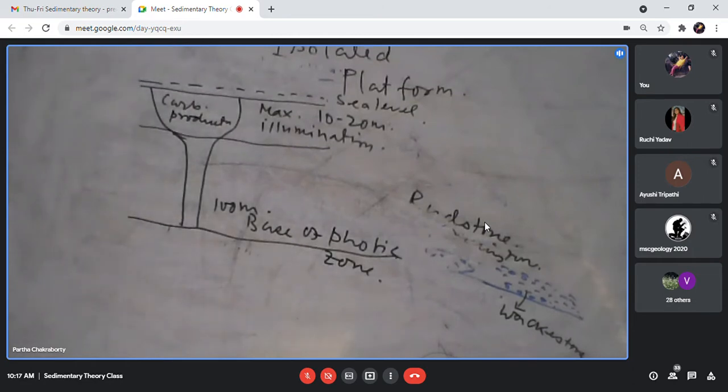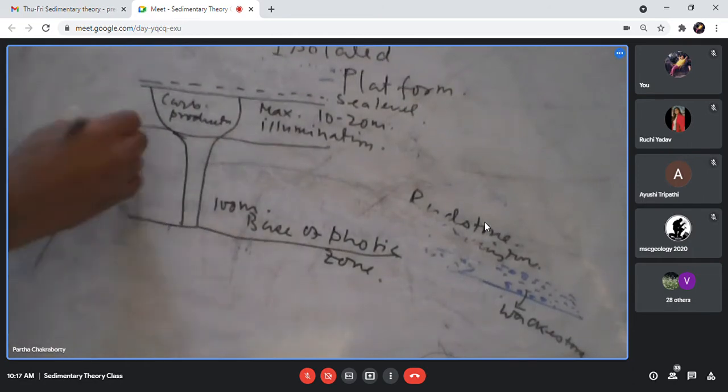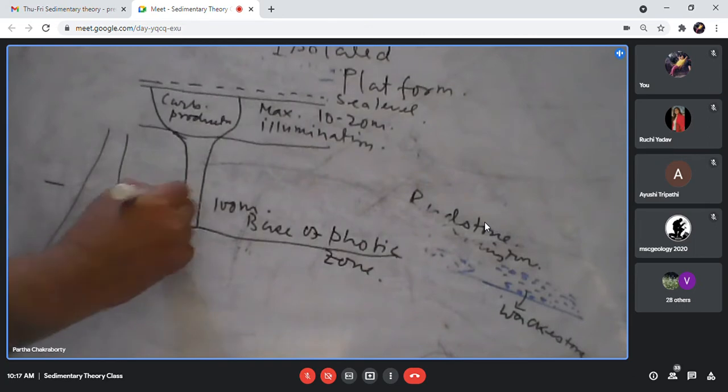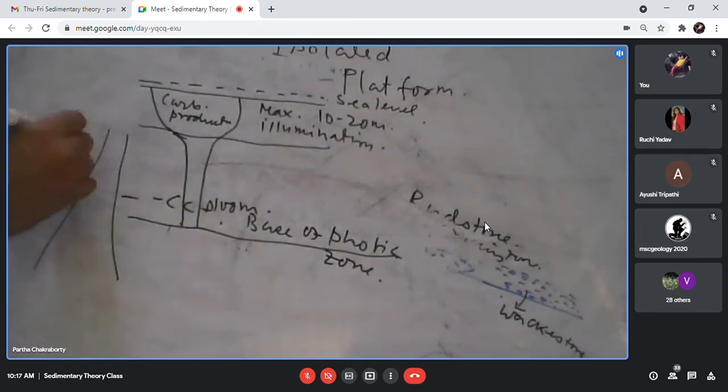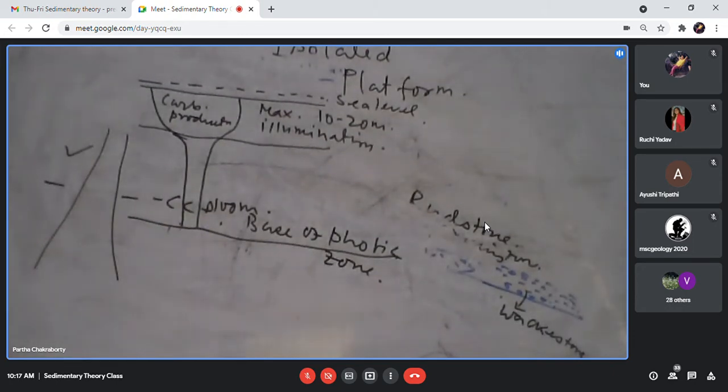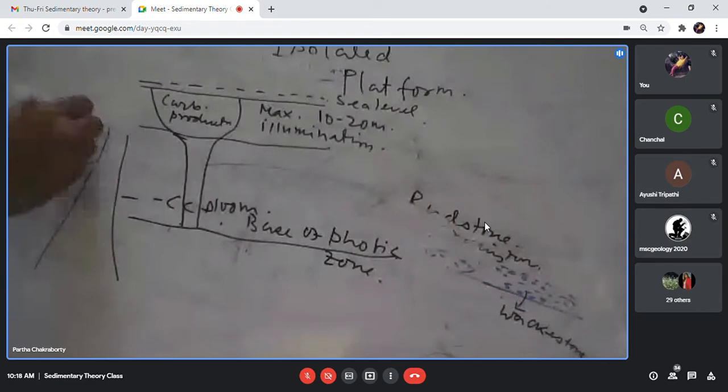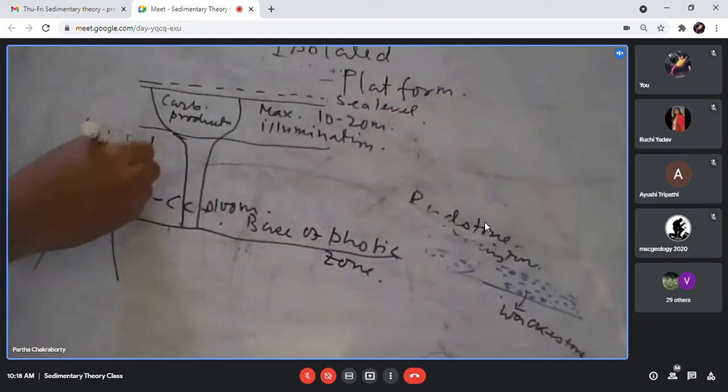Now, if my seamount cuts across this CCD, I will have active carbonate production on the top of it, and that active carbonate production, suppose in the Phanerozoic, can be in the form of coral, which is a boundstone, or it can be in the form of any kind of bioclastic rock or the peloidal rock. That basically forms the shoulders, the carbonate production on the shoulders of the seamount.